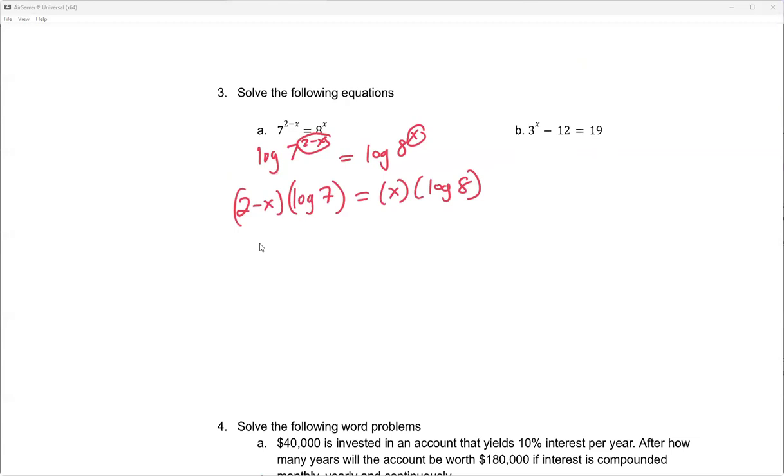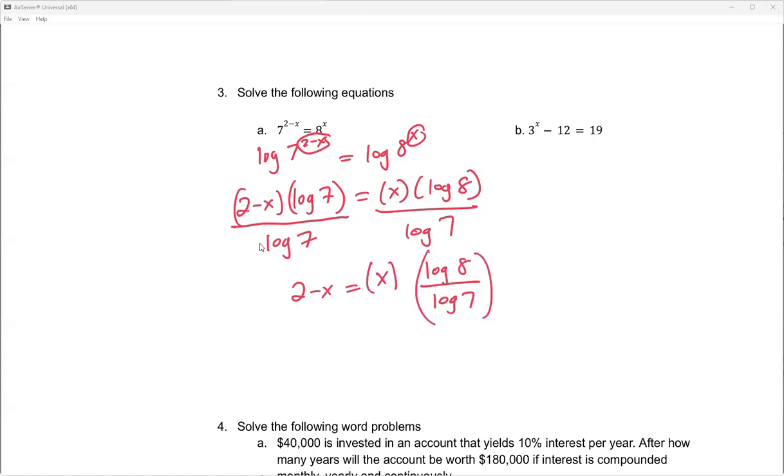All right, so there's some crisscrossing a little bit. I'll put the x's on the left and I'll put the logs on the right. So I'm going to divide this side by log 7, and it becomes 2 minus x is equal to x log 8 over log 7. And notice that I kind of separate the x. And then I'm gonna divide both sides by x.